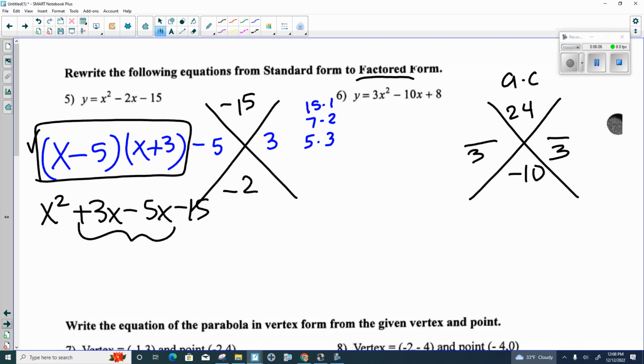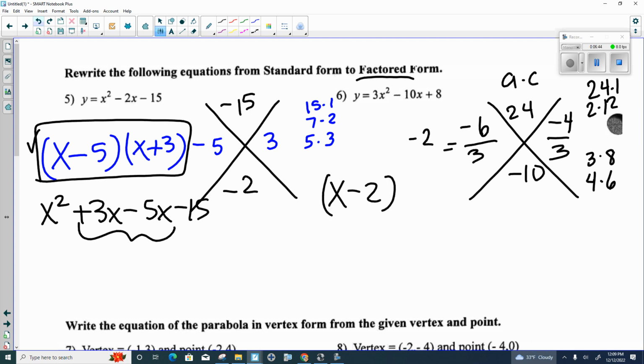What two things multiply to be 24 and add to be negative 10? I like to make a list. It might be 2 and 12. Negative 12, positive 2. Nope, that does not work because they don't multiply to be a positive 24. I think I found it. Negative 6, negative 4. Reduce your fractions. Right now I can factor bottoms up.